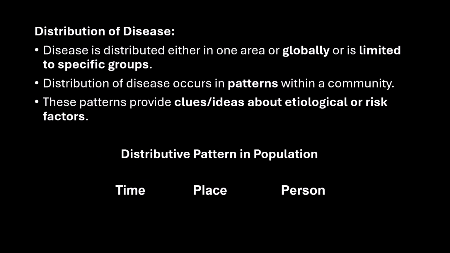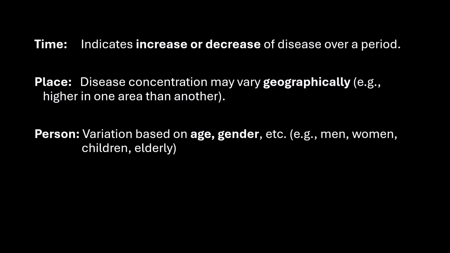Then distribution of diseases. A disease can be distributed in one particular area, for example, dengue is spread in this region, in this state. Then globally, for example, COVID. It can be limited to a specific group, such as an occupational group, or only among men or only among women. For example, cervical cancer only among females, or gestational diabetes only among pregnant women. The distribution has three terms, and the important ones are time, place, person.